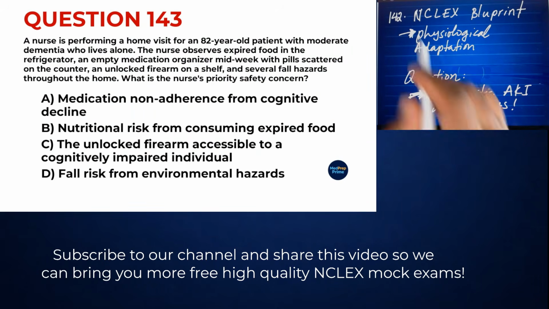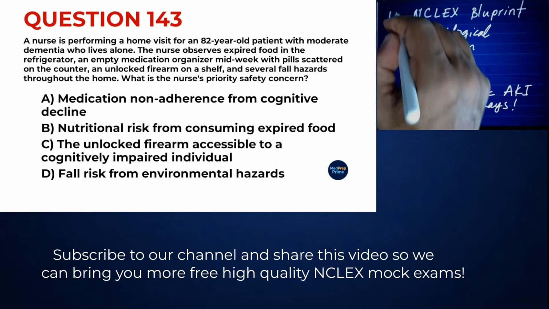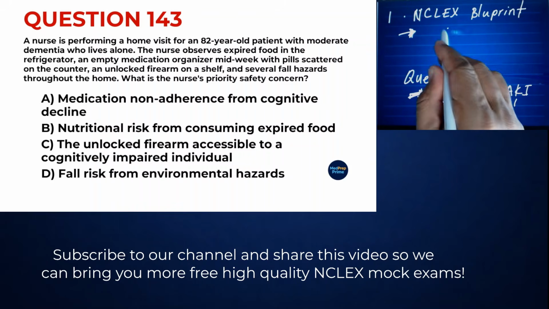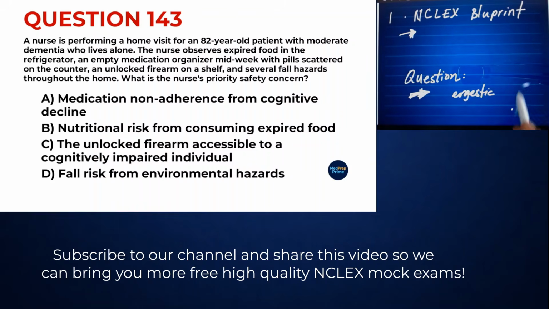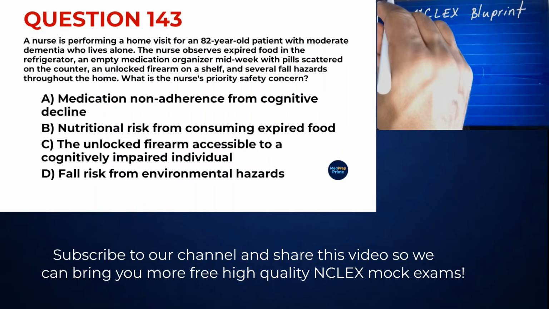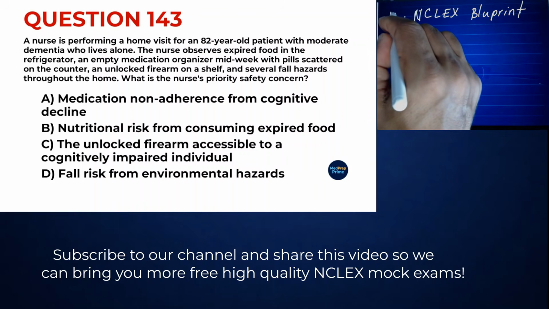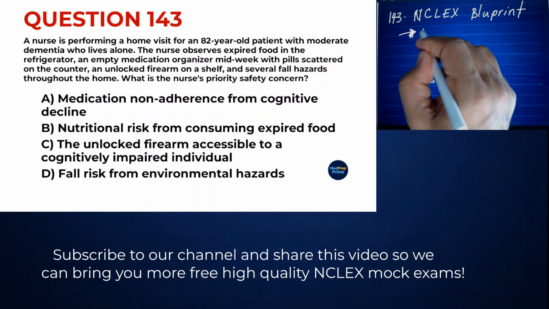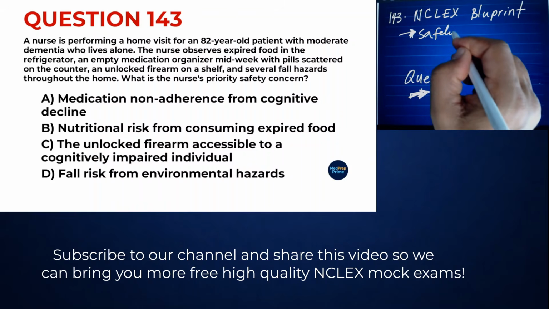A nurse is performing a home visit for an 82-year-old patient with moderate dementia who lives alone. The nurse observes expired food in the refrigerator, an empty medication organizer midweek with pills scattered on the counter, an unlocked firearm on a shelf, and several fall hazards throughout the home. What is the nurse's priority safety concern?